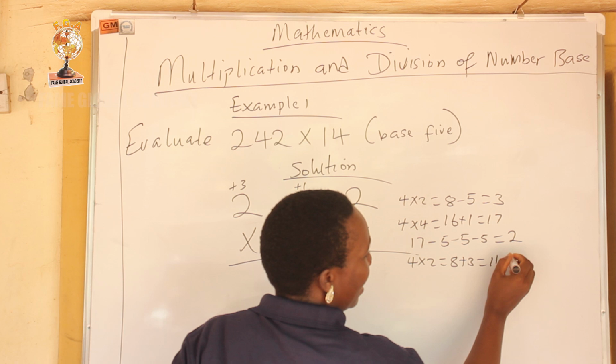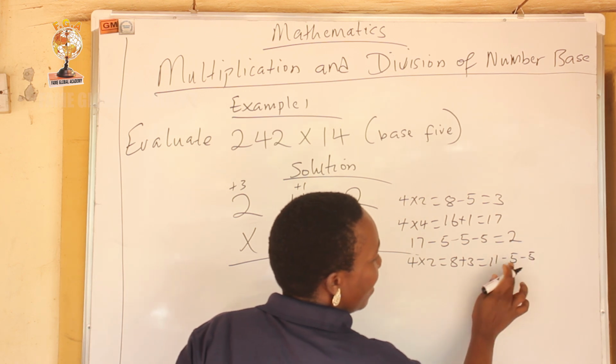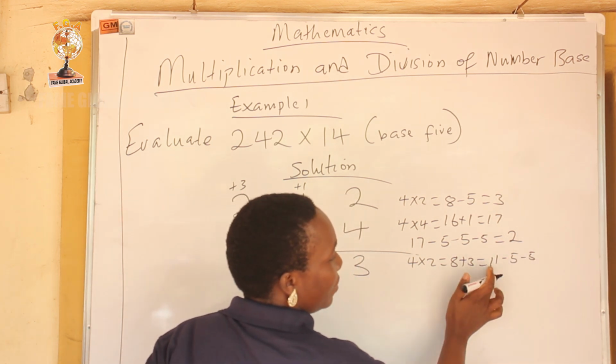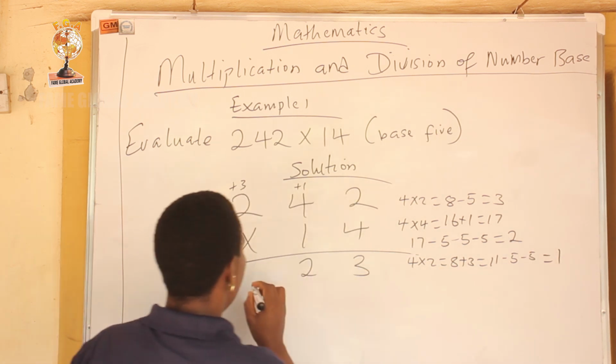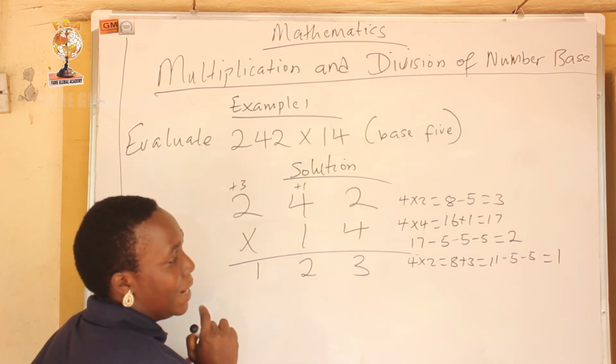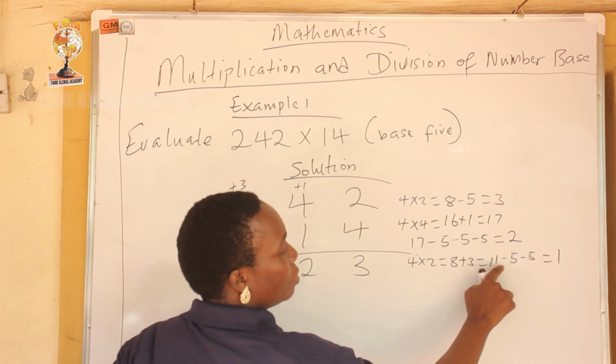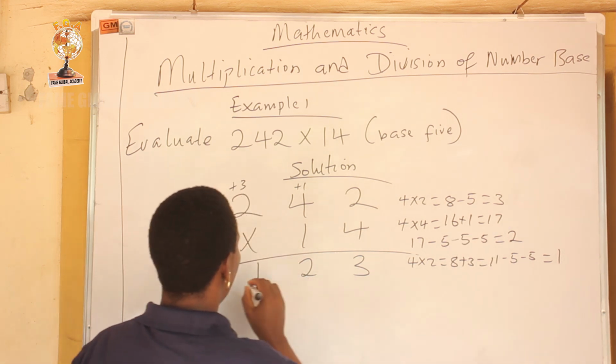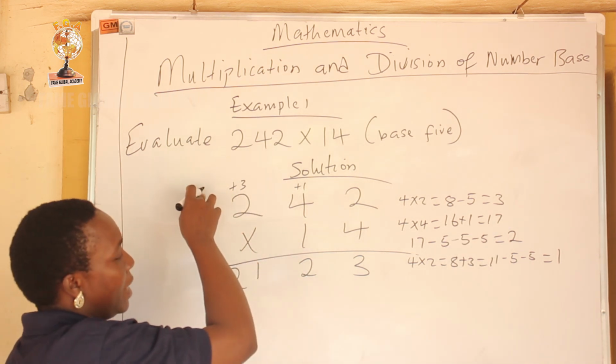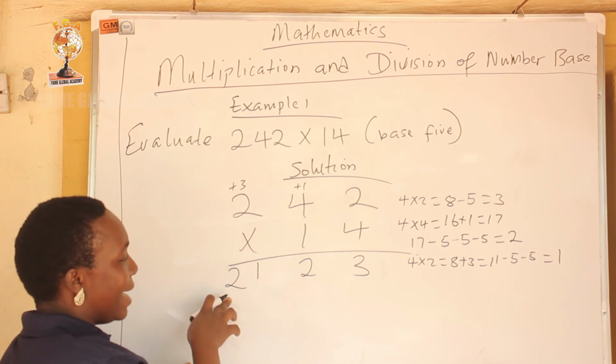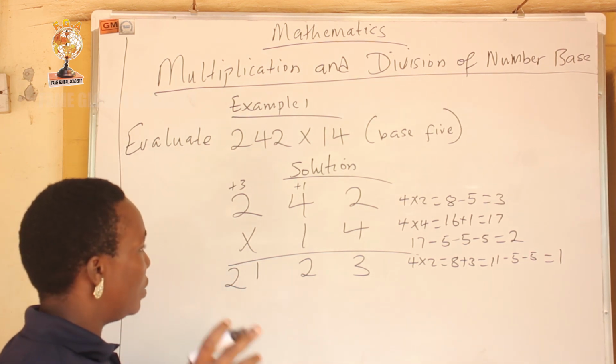So it will be 11 minus 5 minus 5. 5 plus 5 is 10. 10 minus 11, that will give us what? 1. So our answer here is 1. Now lastly, how many 5 did you subtract from 11? Twice. So you put your 2 here because there is no other number here to carry it. So our answer is 2, 1, 2, 3.